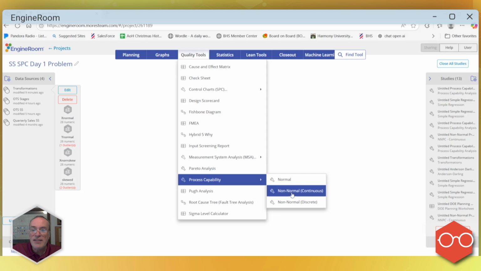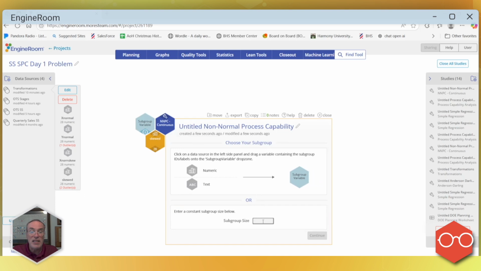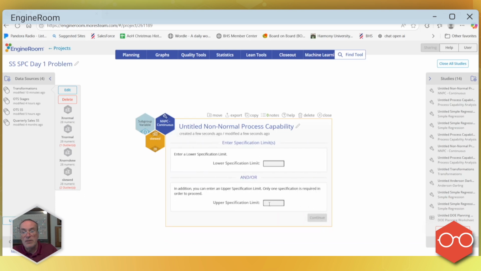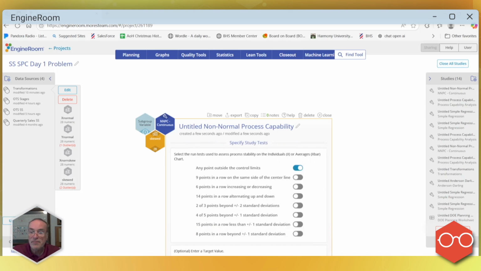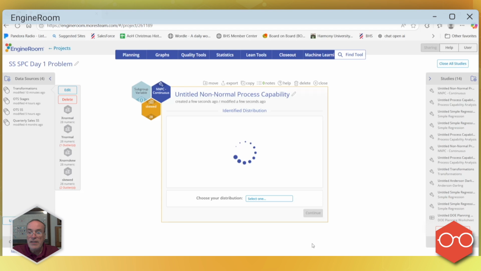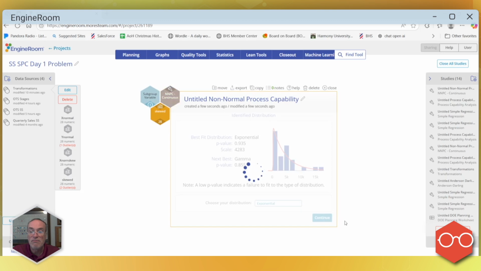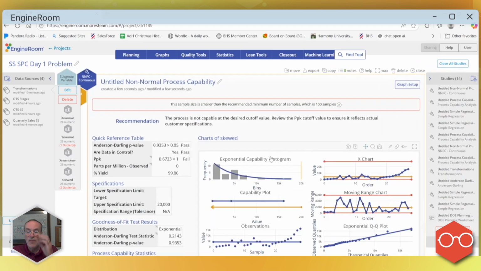We can go to process capability. This time we could select non-normal continuous. I'm going to put that same data in there. And we'll do a subgroup size of 1 and an upper spec of 20,000. And I keep going and keep going. And this time it says, boy, we think you ought to choose an exponential distribution that seems to fit out well. And even though we see a gap there, our p-value of 0.935, that's well good enough for us.